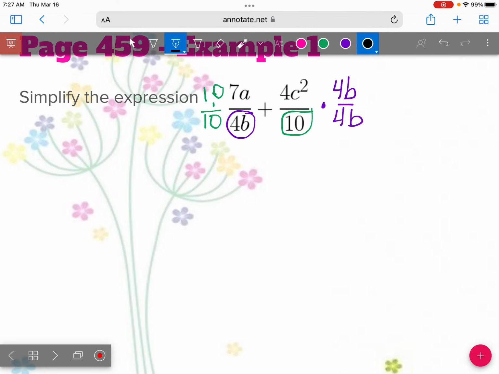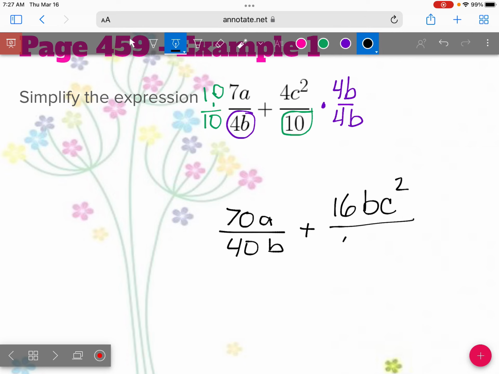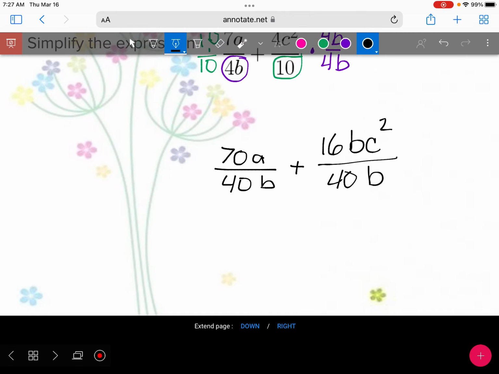So when we do that multiplication, 10 times 7a is going to give us 70a over 40b. And then we're going to add 4 times 4 is 16bc squared over 40b. That gives us our common denominator, so we can smush this into one fraction now, where we have 40b along with 70a plus 16bc squared.